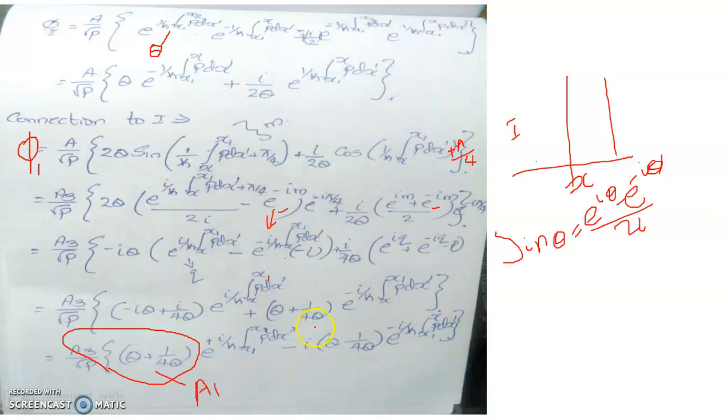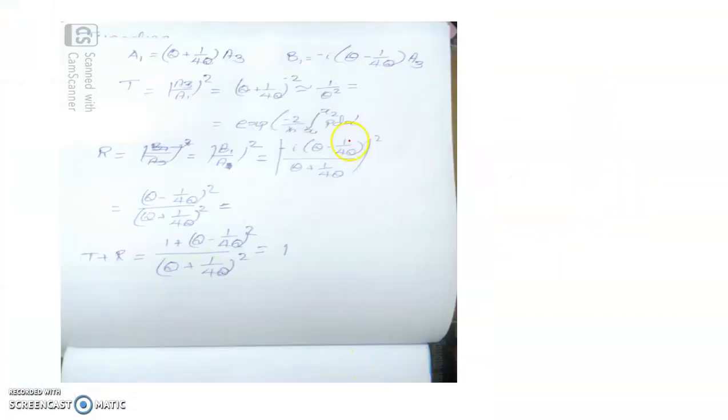and this parameter must be equal to b1. a3 into this parameter must be equal to b1. a3 is outside the common curly bracket. That is being taken here. a1 equal to theta plus 1 by 4 theta into a3, and b1 equal to minus i into theta minus 1 by 4 theta into a3.